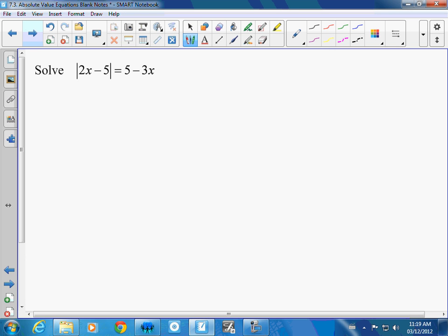Watch. Take one, just get rid of the bracket. So 2x minus 5 equals 5 minus 3x. Can you solve that? Guys, if you can't solve that, you're probably in the wrong class. That's basic algebra. Now, what's the other thing you do? Instead of the absolute value, get rid of it and put in brackets and make it negative. Easy. So negative (2x minus 5) equals 5 minus 3x.